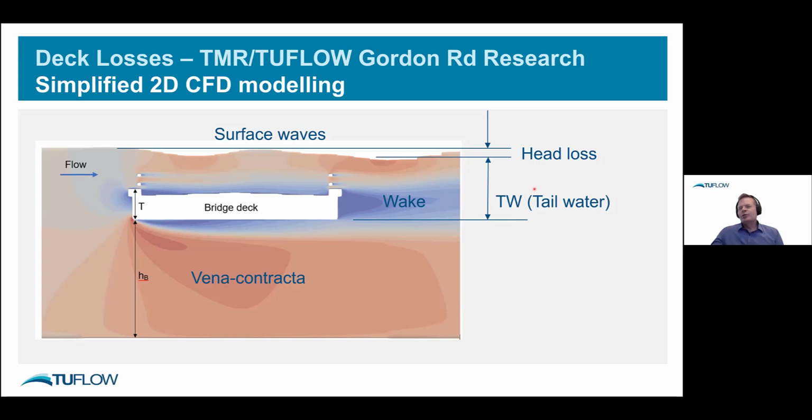The other two parameters I'm going to point out is tailwater, which is the height of the downstream water level above the soffit of the bridge. So that's on the downstream side, tailwater. It's not down to the creek bed. It's just from the soffit of the bridge up to the water level. And then what you can see here, I've also shown the head loss between upstream and downstream.